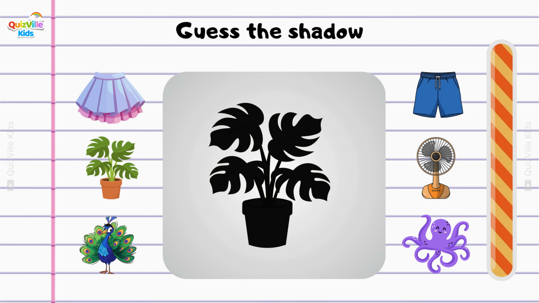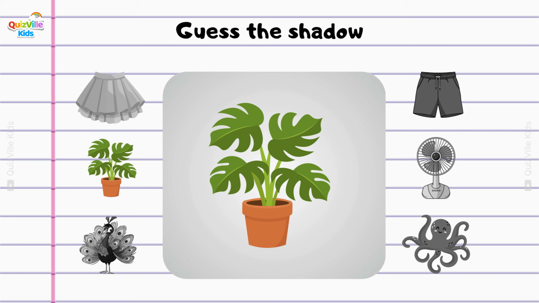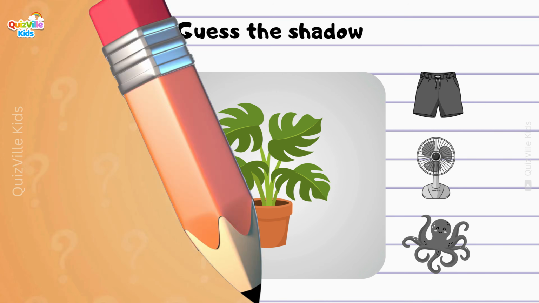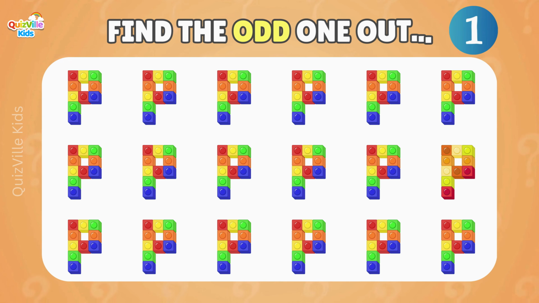There it is! Can you guess the shadow? Yes! It's a plant! Plant starts with the letter P. Can you find the different P? Where are you, cute little P?